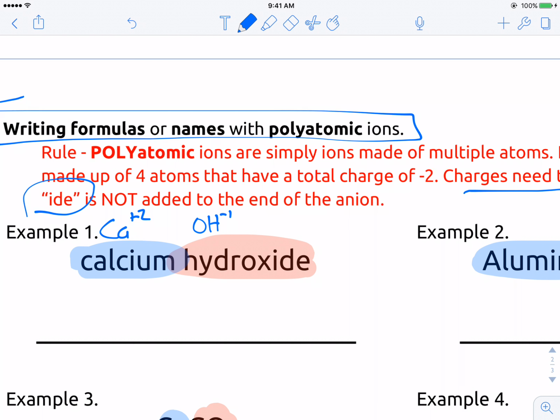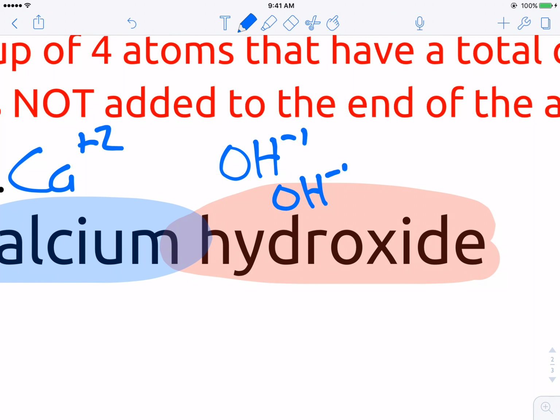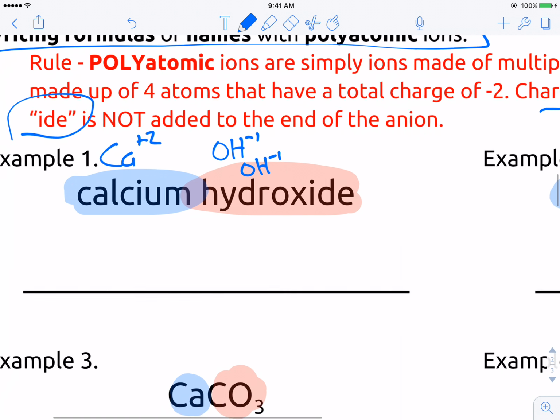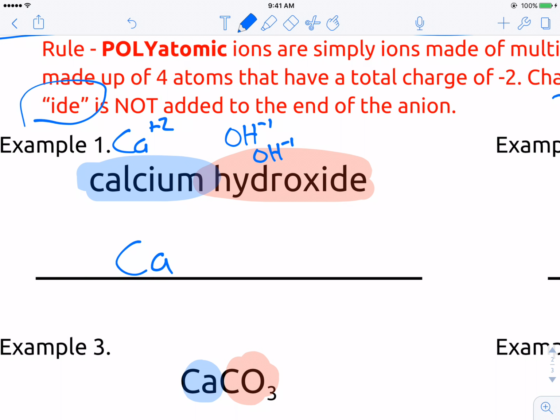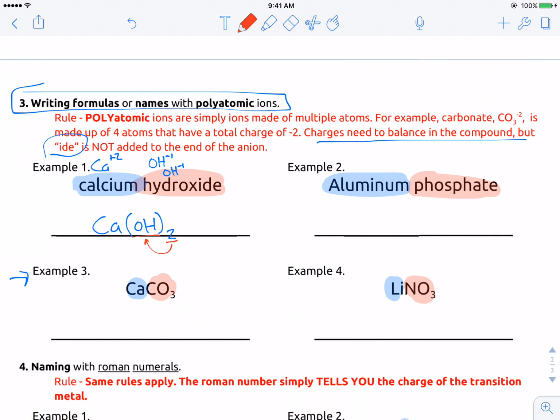So right now I've got calcium with a positive 2 and one hydroxide with a negative 1. I'm going to need a second hydroxide to have my charges balance out. And so here's how I would write that. I've got my 1 calcium, and if I want 2 polyatomic ions, I need to put the polyatomic ion in parentheses. And the 2 is going to go outside the parentheses to show that I have 2 of everything inside of the parentheses. In this case, hydroxide. So I have Ca(OH)2.